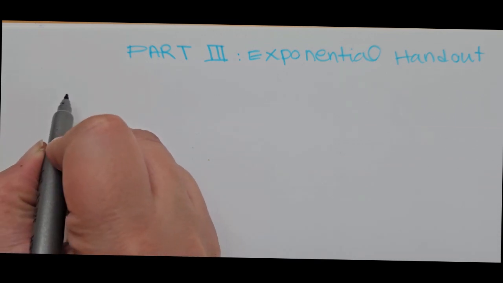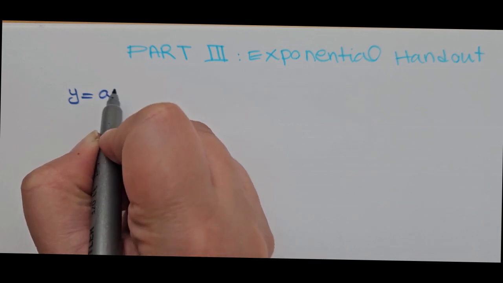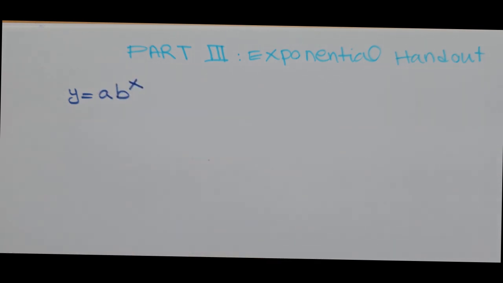So the general form would be y equals a b to the power x, where the x and a are real numbers and a cannot be 0. Because if the a is 0, then your function would be y equal to 0, which is not possible. And the b is also a real number. It should be greater than 0, and it is not 1. It shouldn't be equal to 1. And b is called the base.